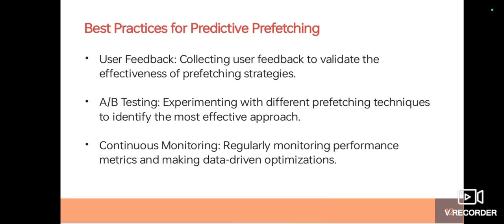Best practices for predictive prefetching. What are the best practices? How can we get predictive prefetching? How can we expect what the user would write next, or do, or be interested in next? So what are the best practices?